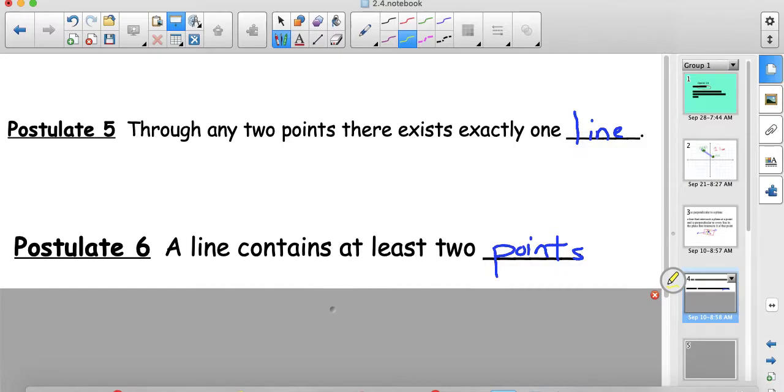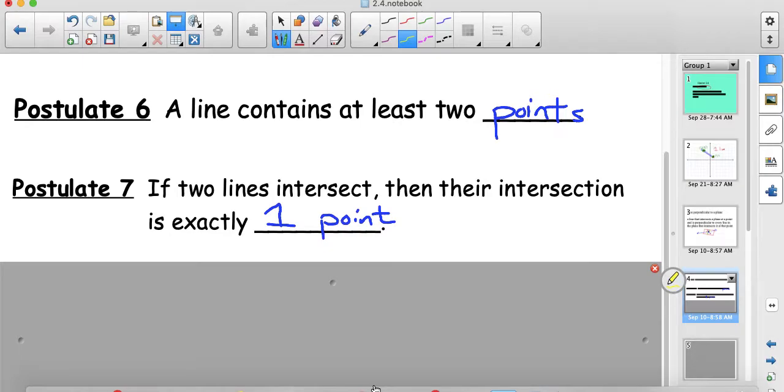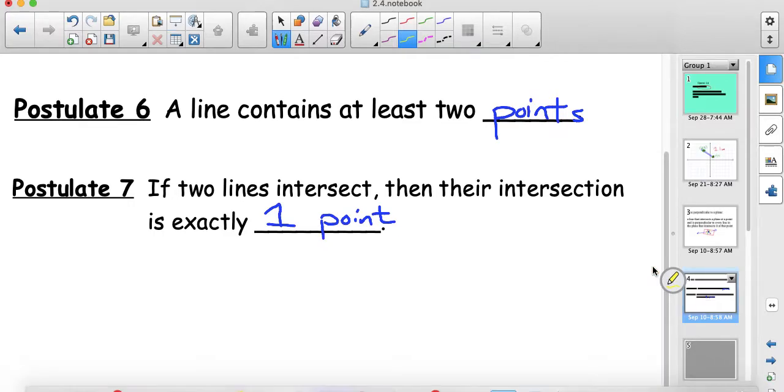So these 2 postulates really have the same idea, but it's which part do you have first? In postulate 5, you have the 2 points first, then you have the line. In postulate 6, you have the line, which means then you have your 2 points. Now, postulate 7 is actually number 1 from your chapter 1 test. If 2 lines intersect, then their intersection is exactly 1 point. 2 lines intersect to form a point. It's one of the things we learned in chapter 1. So those are our first 3 postulates here of the section.